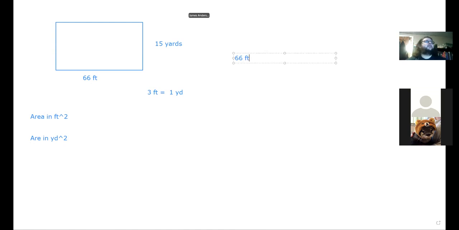66 feet times 1 yard over 3 feet, which would give us, draw here. So we can cancel out the feet part, and 66 divided by 3 would be 22 yards. So this would also be 22 yards.